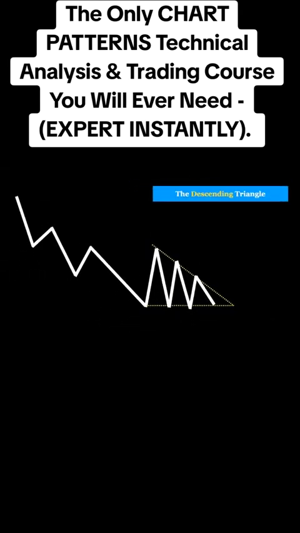Now, flip the context. The descending triangle during a downtrend is one of the clearest continuation patterns. Price is trending lower. The descending trend line forms from a series of lower highs. The support level remains flat, marked by equal lows. This setup signals that sellers are still dominant and pressure is building toward a breakdown.